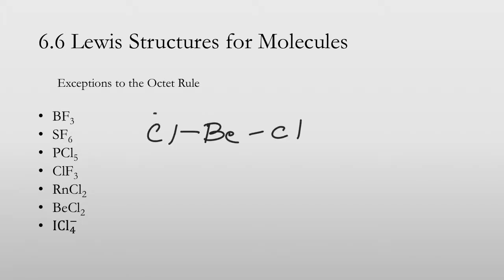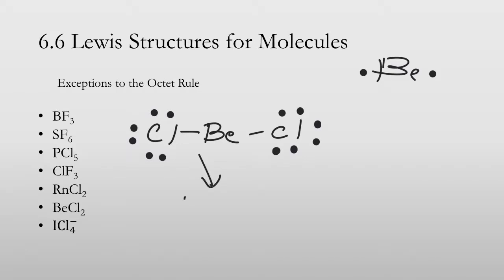Beryllium dichloride, BeCl2, looks like this. And that's it. Beryllium has just 2 valence electrons to begin with. So it has just those. It can only form 2 bonds. It only, therefore, has 4 valence electrons.